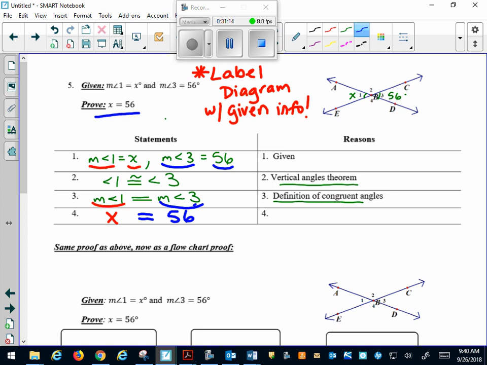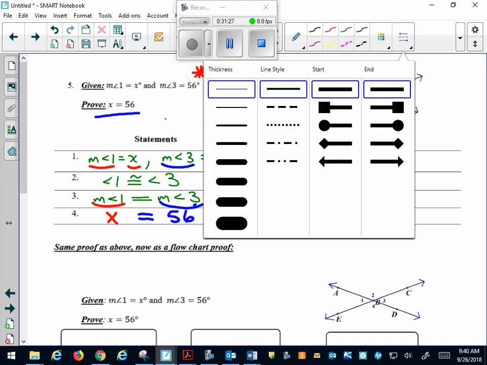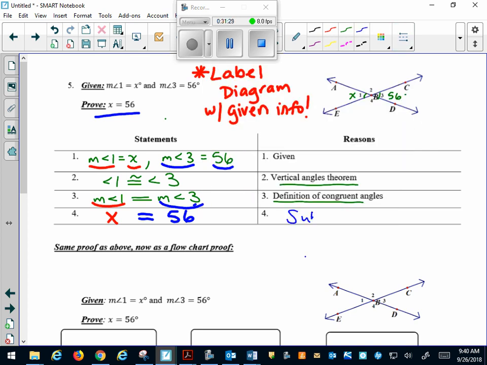We do need a reason, though. x equals 56. What did I do here? The whoosh-whoosh method, right? Substitution. Substitution property. You just replaced one or substituted one for another. POE is sometimes how we abbreviate property of equality.